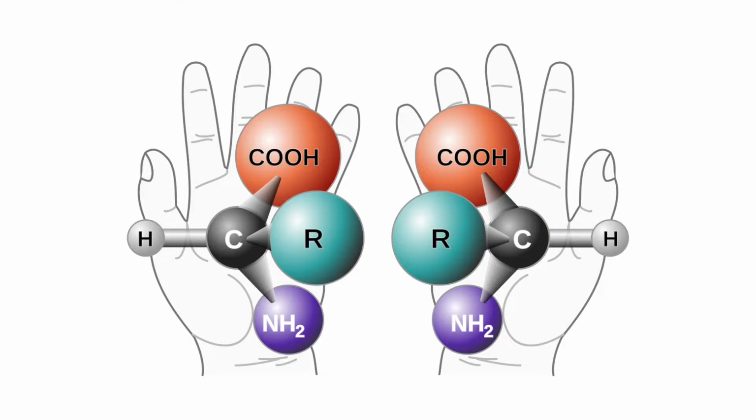There exists a phenomenon known as chirality. This simply means that two molecules that are mirror images of one another cannot be superimposed. So if you were to take one and place it over the other and try to place them exactly the same way, that would be impossible.